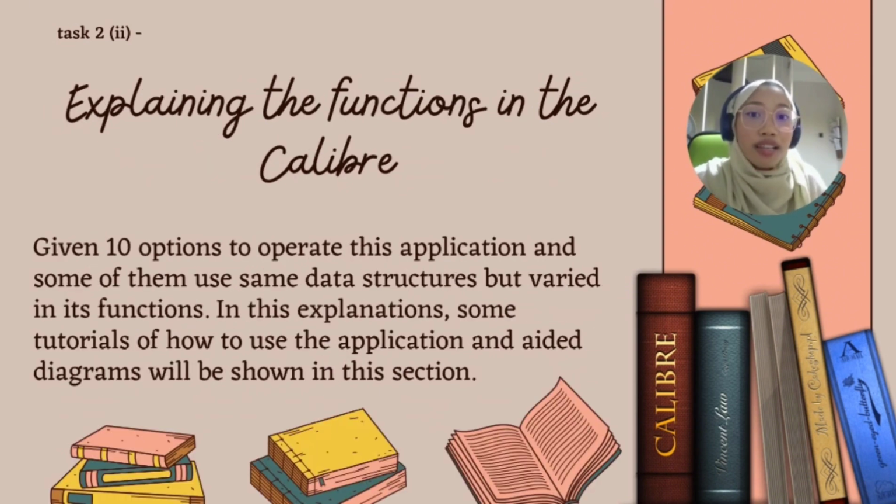Okay, next, I will be explaining the several functions in Calibre. So my friend has previously explained to you that there are 10 options on how to operate this application, and some of them use the same data structure, but they still vary in their function. In this explanation, some tutorials of how to use the app, which means this app Calibre, and some edited diagrams will be shown in this section.